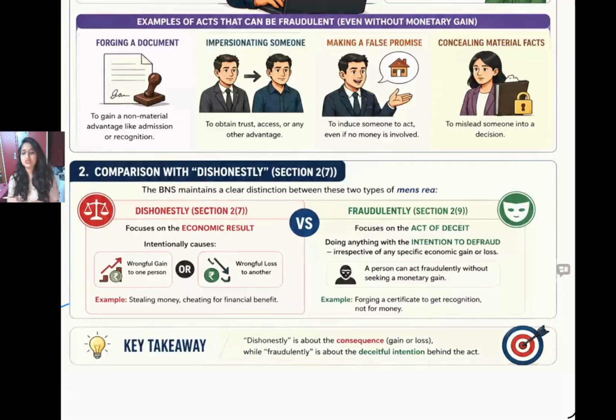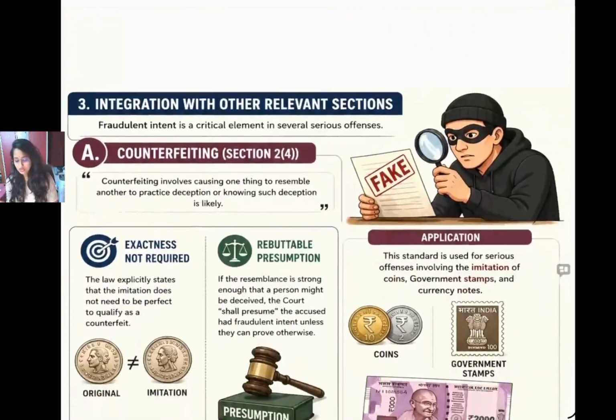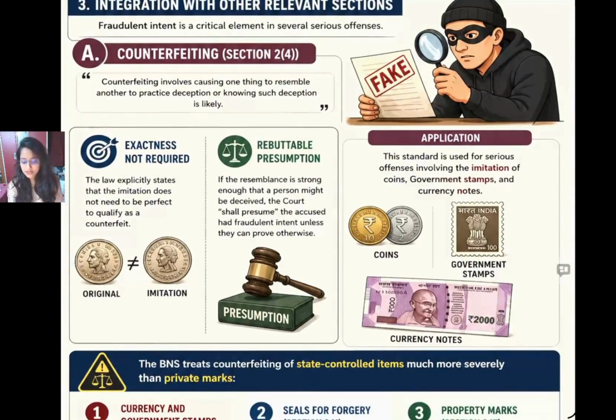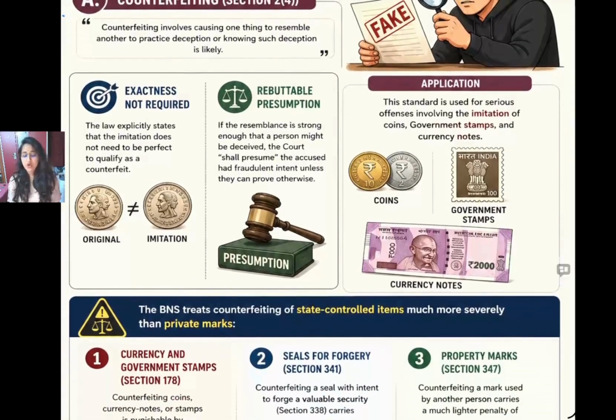Fraudulent intention is a critical element in several other offenses defined under the Act. First is counterfeiting, defined under Section 2, subsection 4. Counterfeiting involves causing one thing to resemble another thing to practice deception, or knowing such deception is likely. The key ingredient here is deception. The law explicitly states that the imitation need not be exact, need not be perfect, to qualify as a counterfeit.